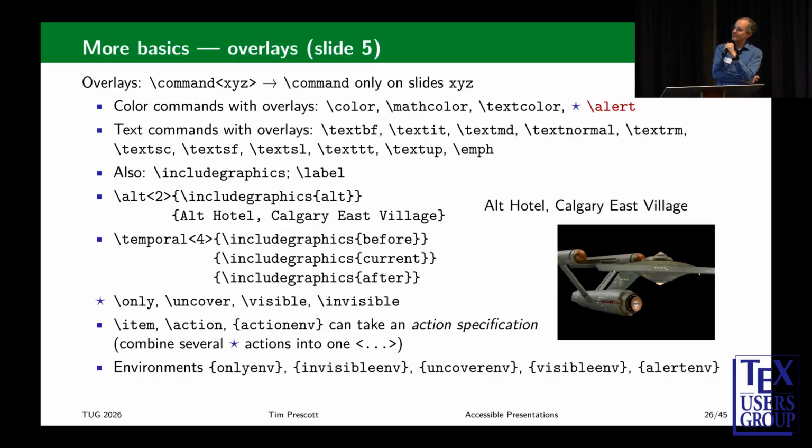Let's see. A few more overlay commands: only, uncover, visible, and invisible, relate to whether you can see whatever that argument is at all. And then item and action environment can take what's called an action specification, and that combines these 4 and also the alert command, and you can combine them into one specification somehow and get multiple things happening at once if you want to get fancy and confuse yourself.